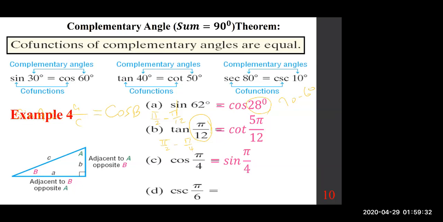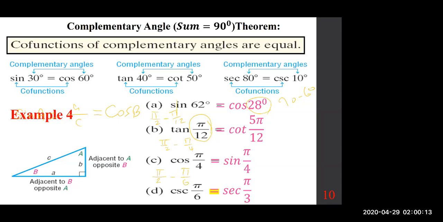Cosecant of pi over 6 is equal to secant of pi over 2 minus pi over 6. You take a common denominator and do the math and you end up with pi over 3. I hope you remember pi over 3 and pi over 6 add up to pi over 2. So that's it, easy math. It's not a big deal. Sounds good? Is everybody okay with that? Is there any question up to here?